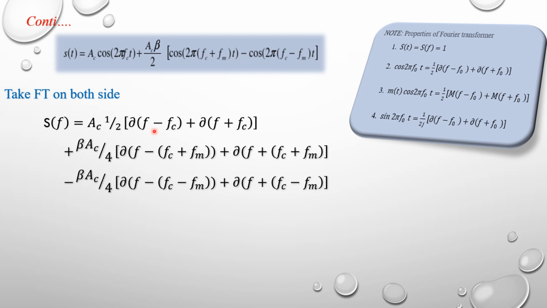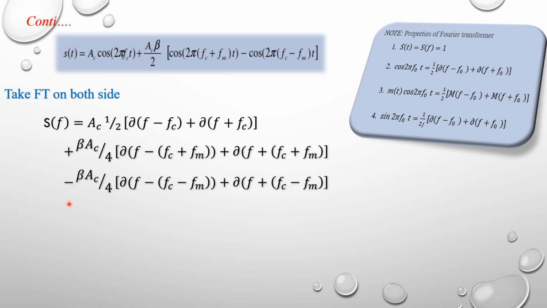The sign is negative, you retain it as it is: minus beta into Ac by 4, this is the amplitude of the signal, into delta(f minus f naught). Here f naught is equal to fc minus fm, plus delta(f plus fc minus fm). So this is the frequency domain equation.